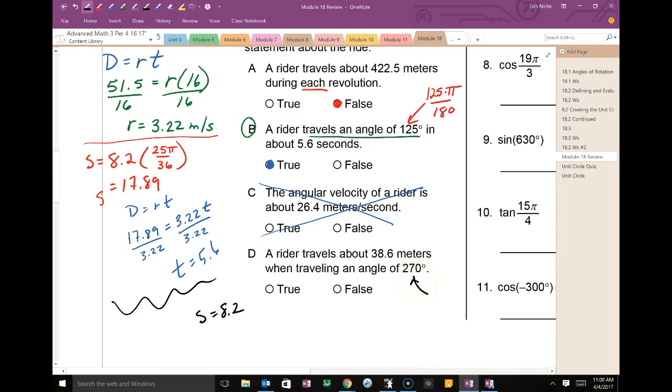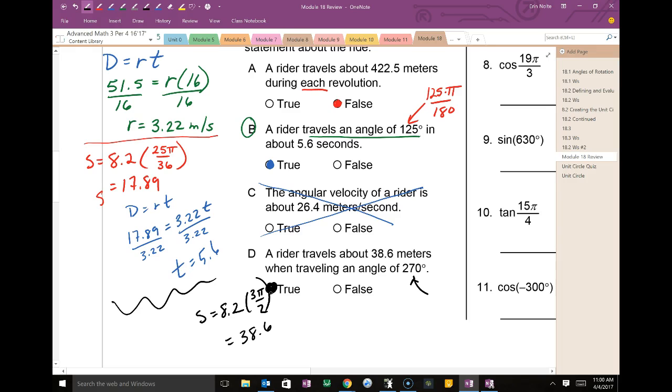You just took a unit circle test. I hope you know what 270 degrees is in radians. Very good. 3 pi over 2. And what is 8.2 times 3 pi over 2? A number. Is it 38.6? Maybe. We'll find out. It is? It is true.